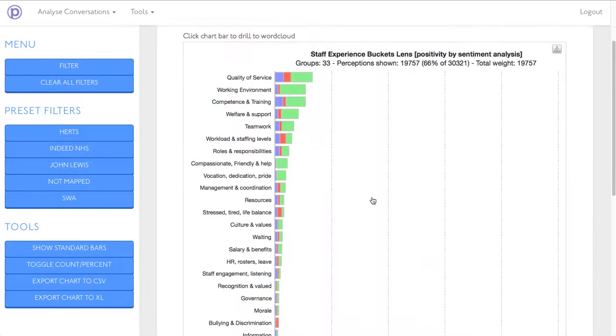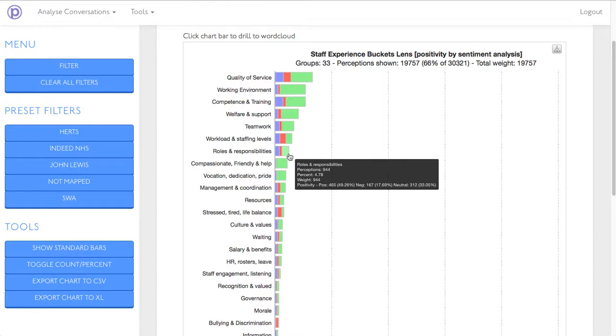Roles and responsibilities. This is about what's my role in the organisation and responsibility. Do I understand it? Yes or no? Is it defined? Yes or no? Is it right? Or is my role not right and my responsibilities not right? All that sort of stuff. Compassionate, friendly and helpful. That's pretty straightforward. Is it a compassionate place to be? Is it a friendly place to be? Is it a helpful place to work in?